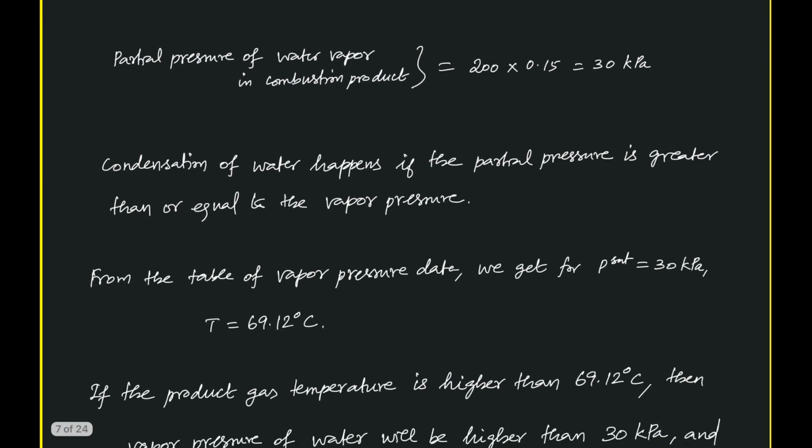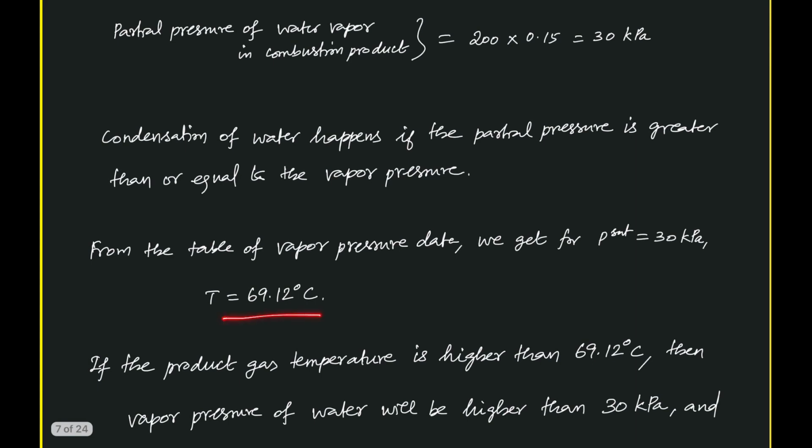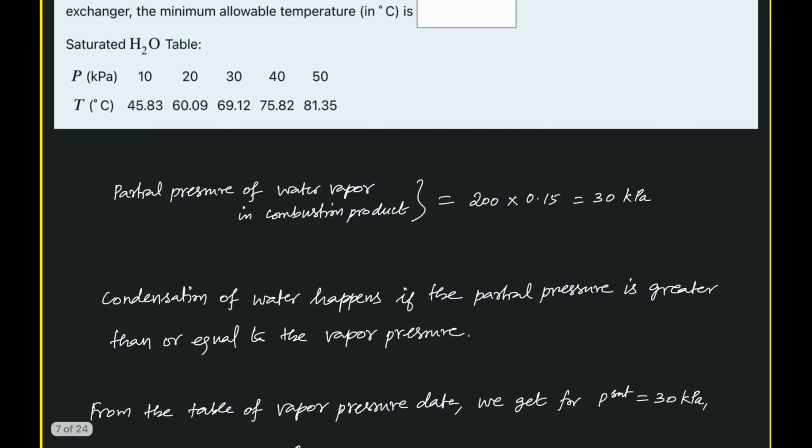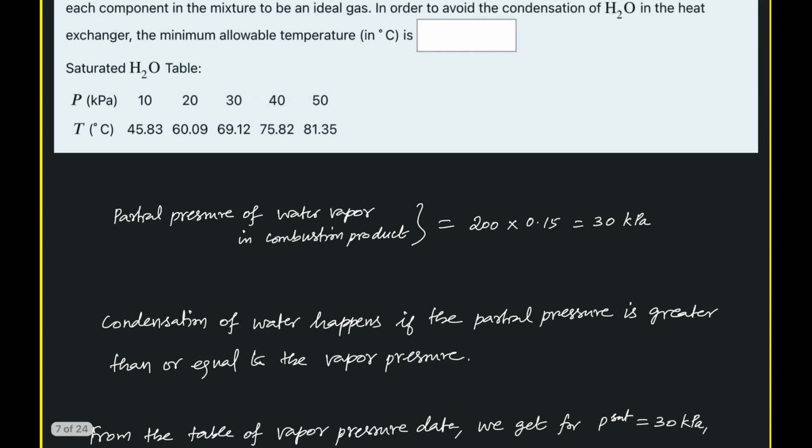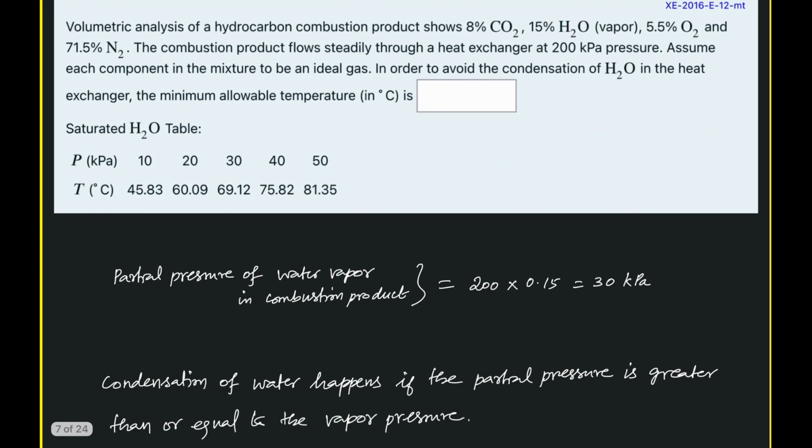So corresponding to this 69.12, the vapor pressure is 30 kilopascal. And if we operate at a higher temperature, for example at 75.82, the vapor pressure is 40 kilopascal, whereas the prevailing partial pressure is only 30 kilopascal. So corresponding to this 40 kilopascal, the partial pressure is lesser, so definitely condensation won't happen.